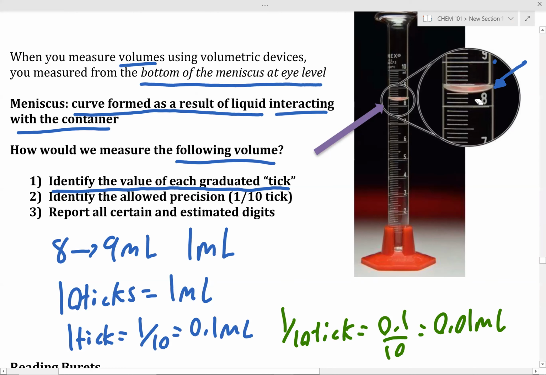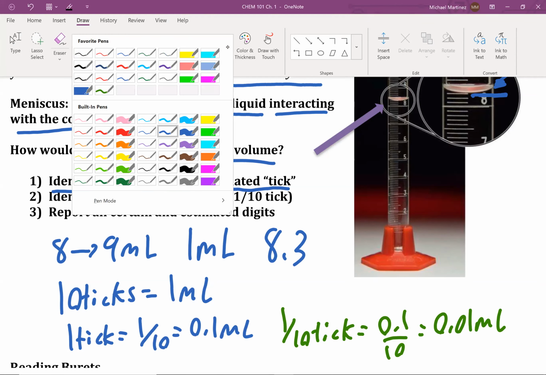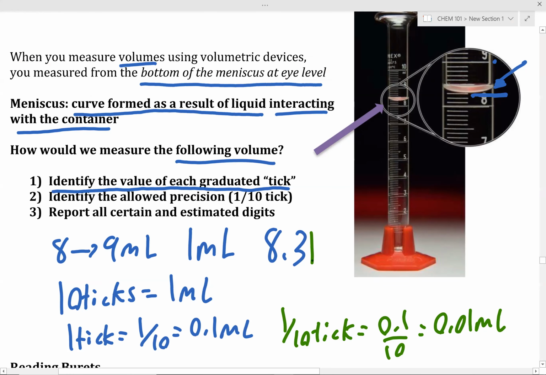So let me erase here. So drawing a line at the bottom of the meniscus, what tick mark are we past? What tick mark is the bottom of the meniscus past? What was that? The third tick mark, exactly. So we can estimate it to be about 8.3. And would someone like to provide the estimated digit? 1, sure. Are we missing something? Milliliters. Numbers do not have inherent meaning in our physical world. They require units. Okay. Any questions on how to make measurements from volumetric devices?